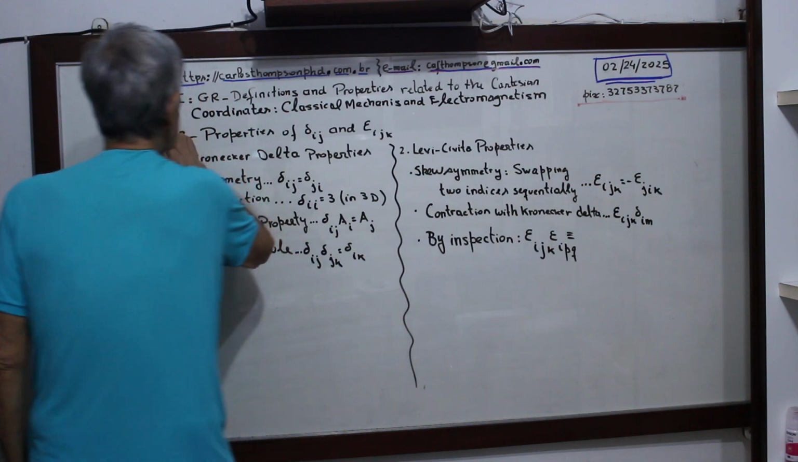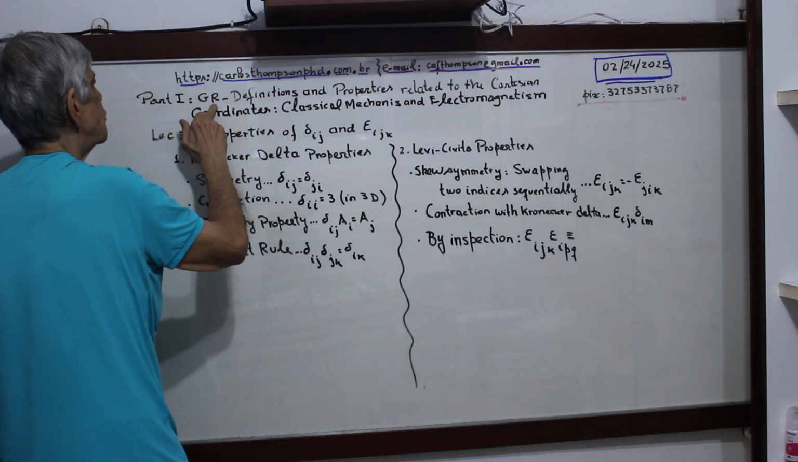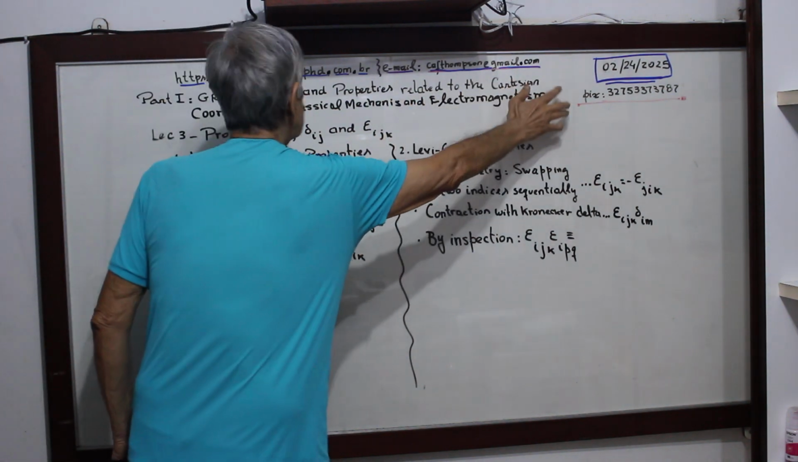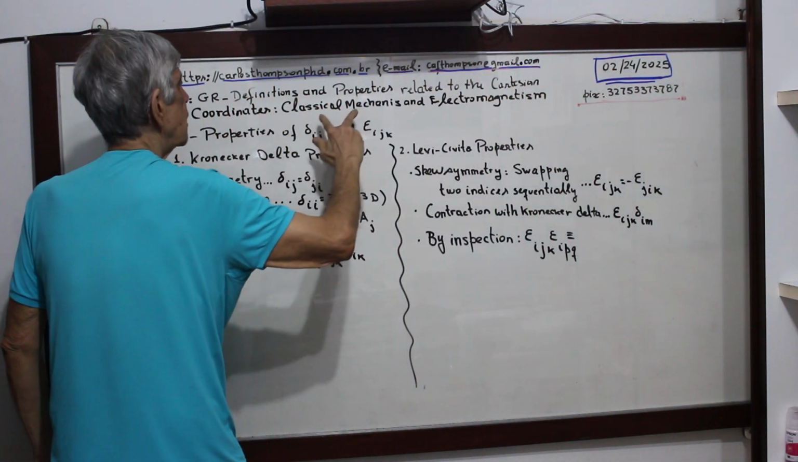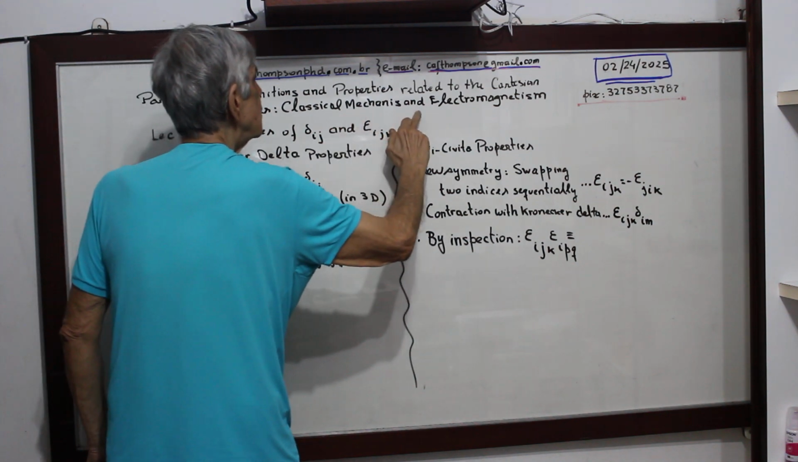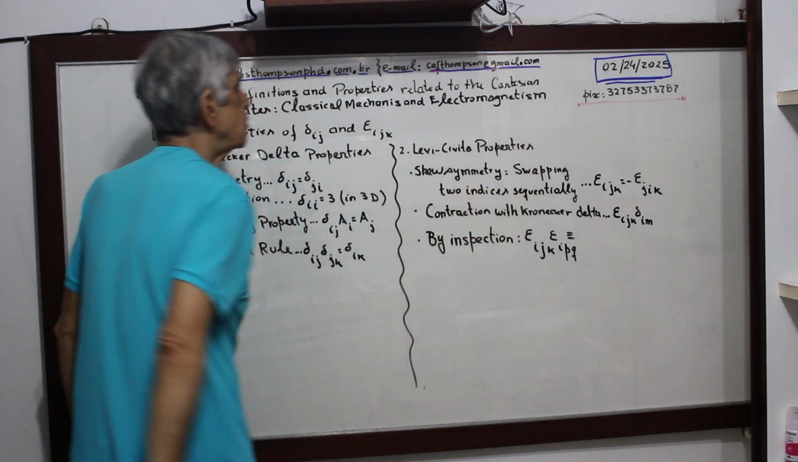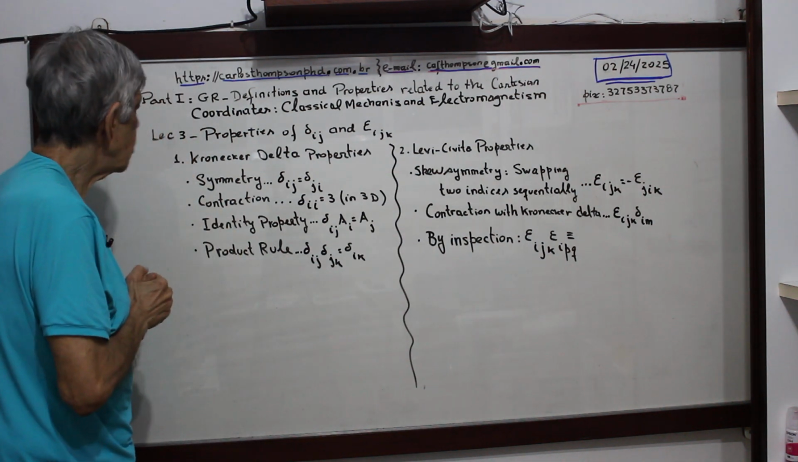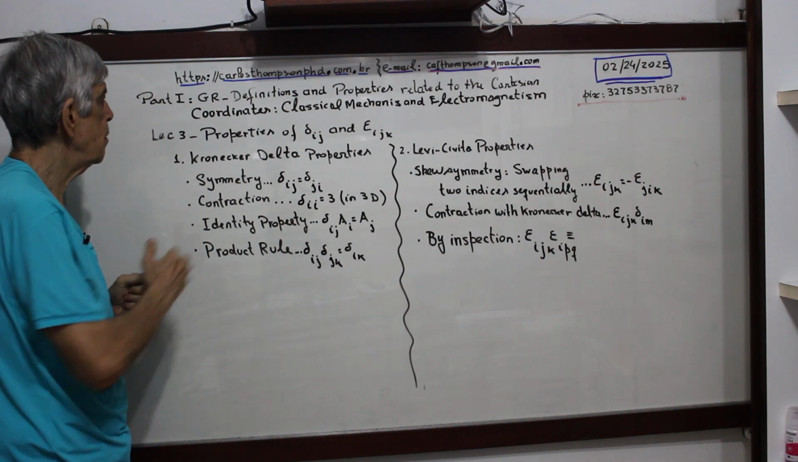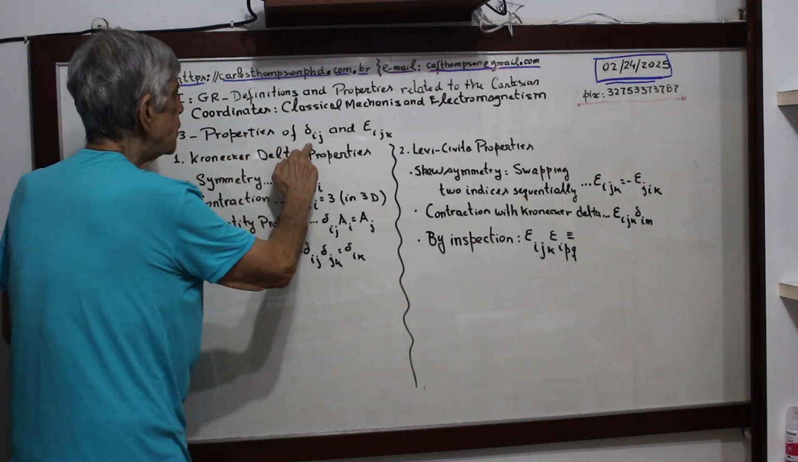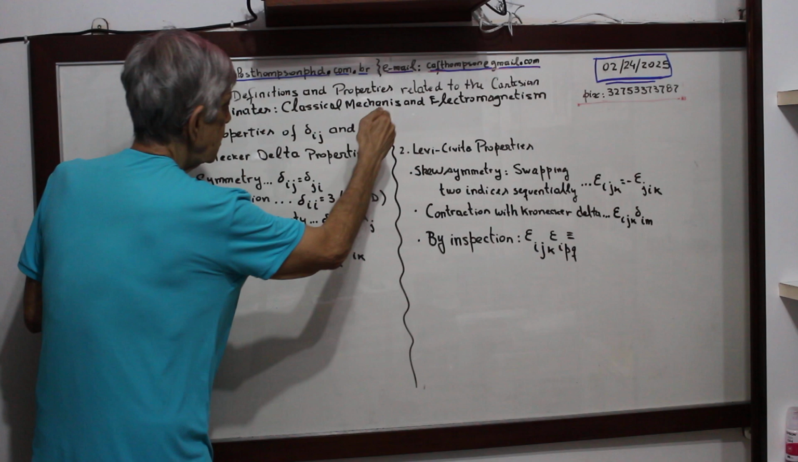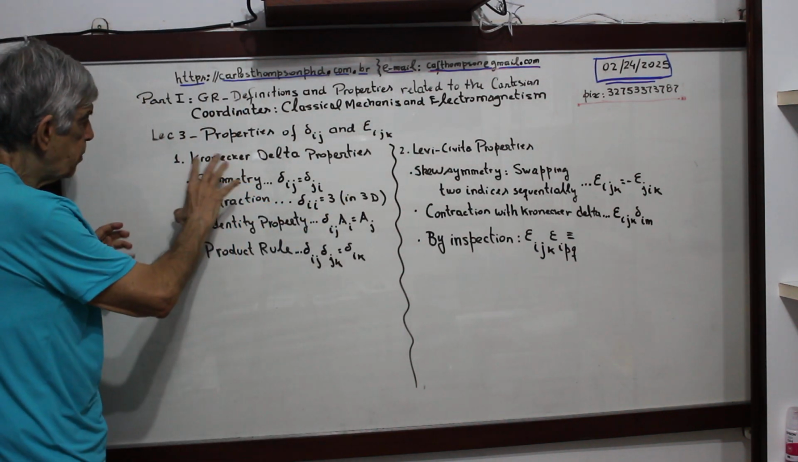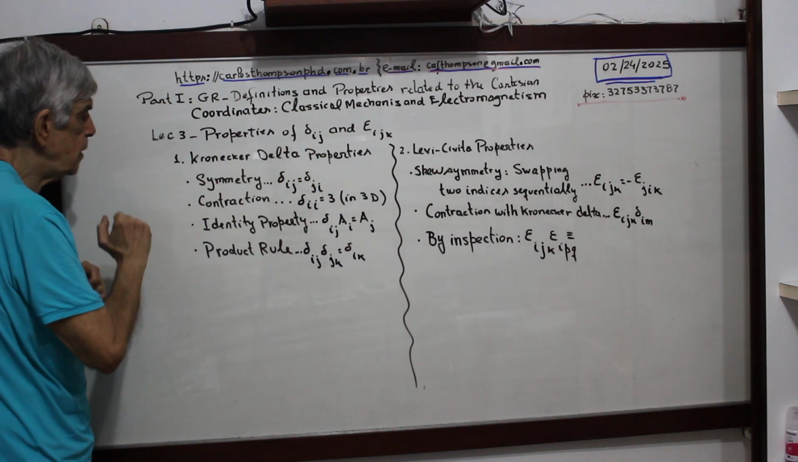Now, this is part 1, general relativity, definition and property related to the Cartesian coordinates, classical mechanics, and electromagnetism. Now, let's go to lecture 3, properties of Kronecker Delta and permutation symbol. The property of Kronecker Delta, okay?